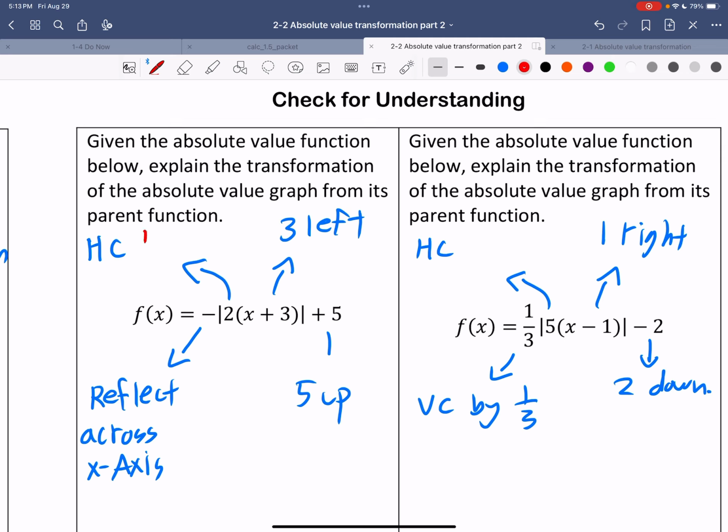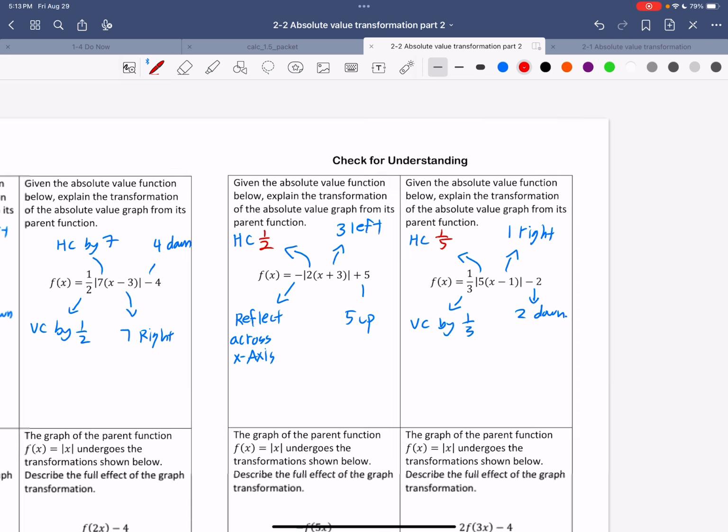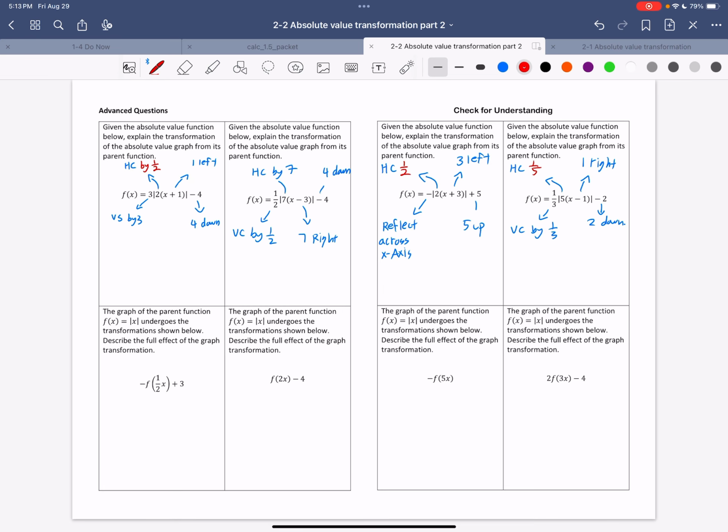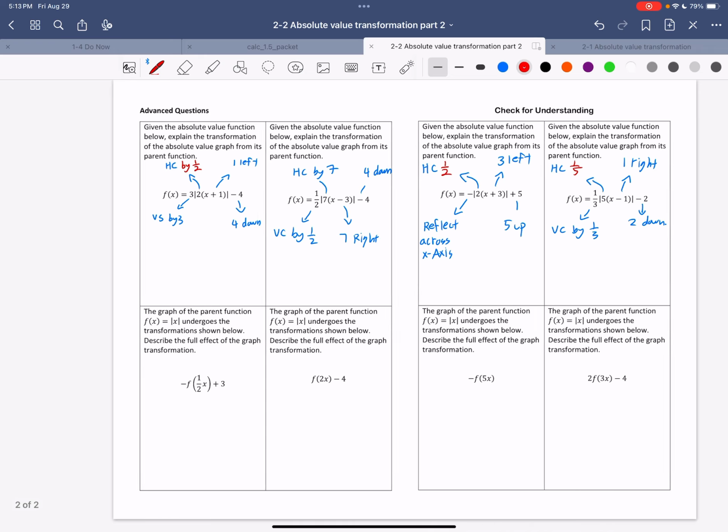Again, you don't have to do it, but this is going to be by 1/2. This one is going to be by 1/5 because you've got to flip it. But again, you don't have to know. So that's it. So we have one last part.